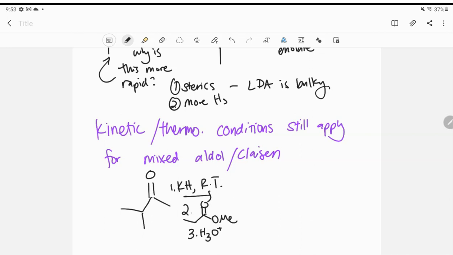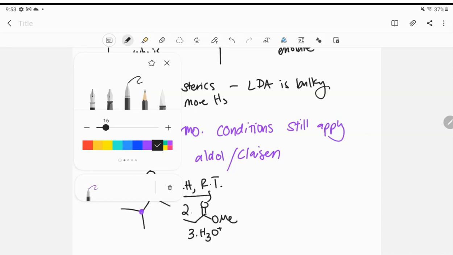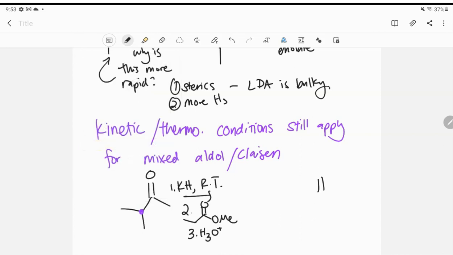All right, so if we're going to do this, we're going to say, well, KH, that's going to give us our more substituted alkene, or enolate, rather. And so that's going to be the one that this carbon here, this alpha carbon, is going to be the one that will attack our ester. So that's where we're going to have our new ketone be attached to. So the rest of the molecule stays the same. I'm going to just put those two methyl groups down.